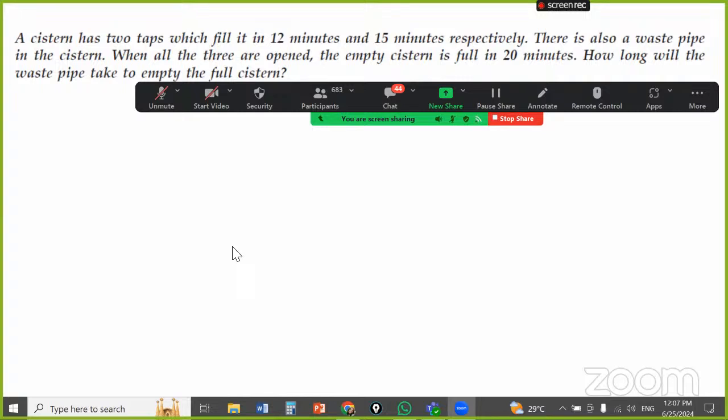So we have two pipes A and B. They fill it in 12 minutes and 15 minutes. There's also a waste pipe in the system. When all the three are open, the empty system is full in 20 minutes. How long will the waste pipe take to empty the full system? Waste pipe is nothing but the outlet pipe. That's pipe C.